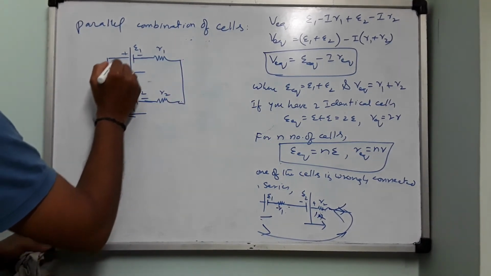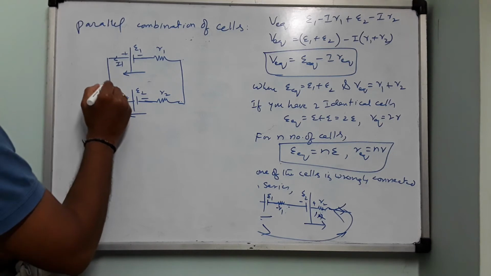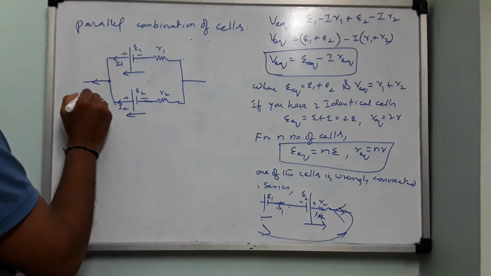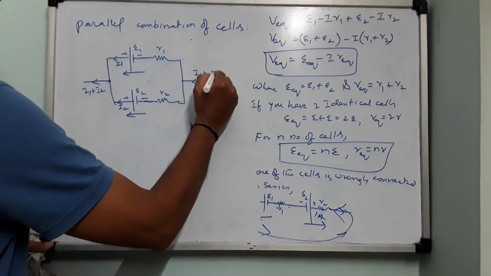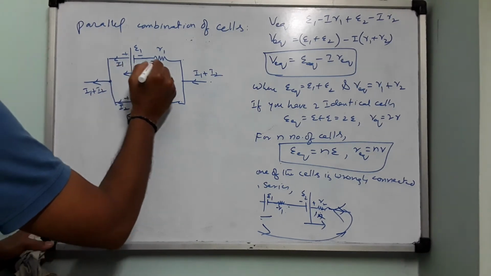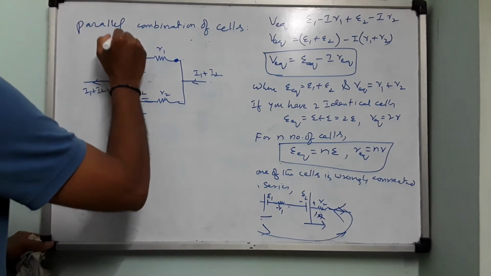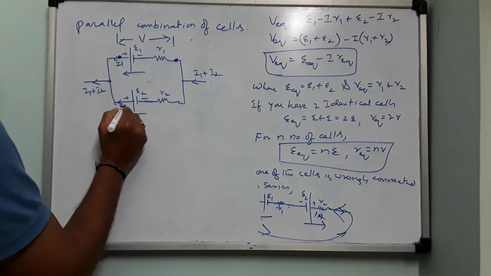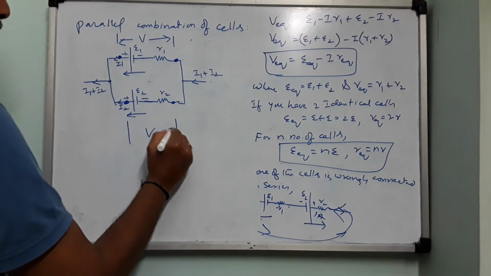So here, this will send a current I1 in this direction, and this will send a current I2 in this direction, and this is the common point. So the current will come out as I1 plus I2. As they are in parallel, the terminal potential difference of these two cells will be the same. If you take this point and this point, between these two points the potential difference will be V. And if you take this point and another point, the potential difference between these two also will remain V.